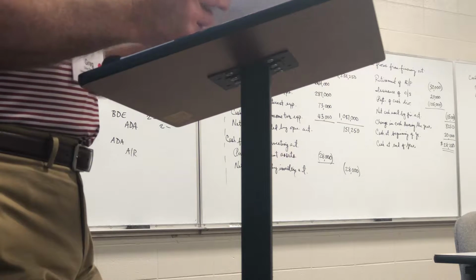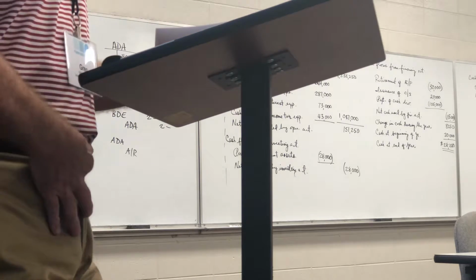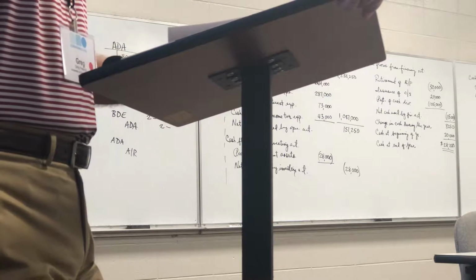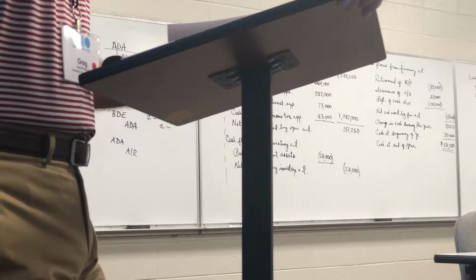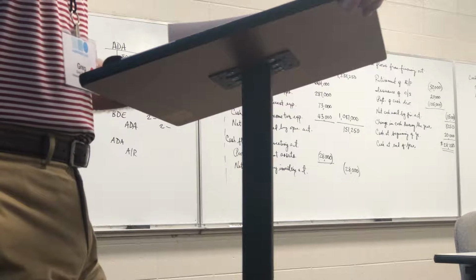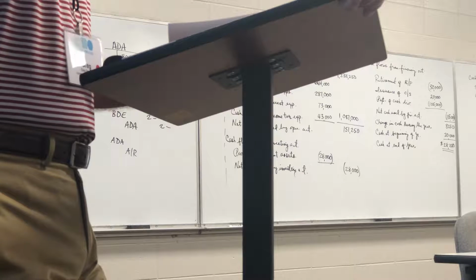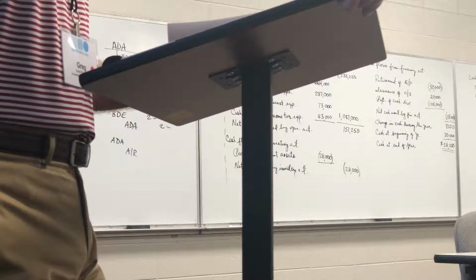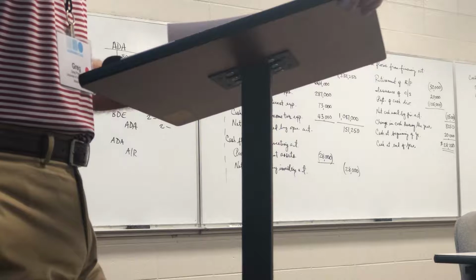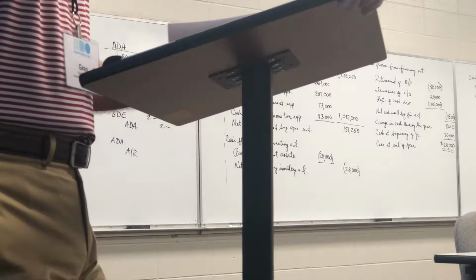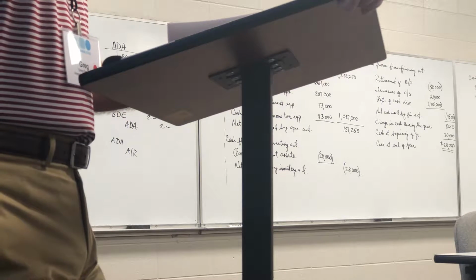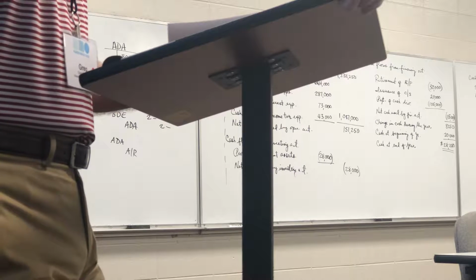So then, let's turn to the indirect method. Part B. You start with net income. How much was net income? 67,000. Good. Then we're going to adjust for non-cash income and expenses. What do you have? Depreciation expense. How much? 22,000. Good.